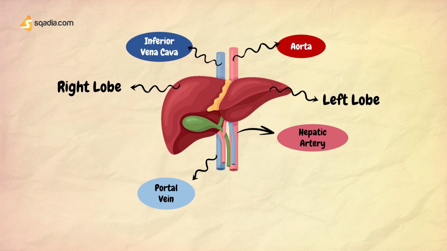The last structure we have is the common bile duct. As its name indicates, it functions for carrying bile from the gallbladder and the liver into the duodenum, or the last part of the small intestine.